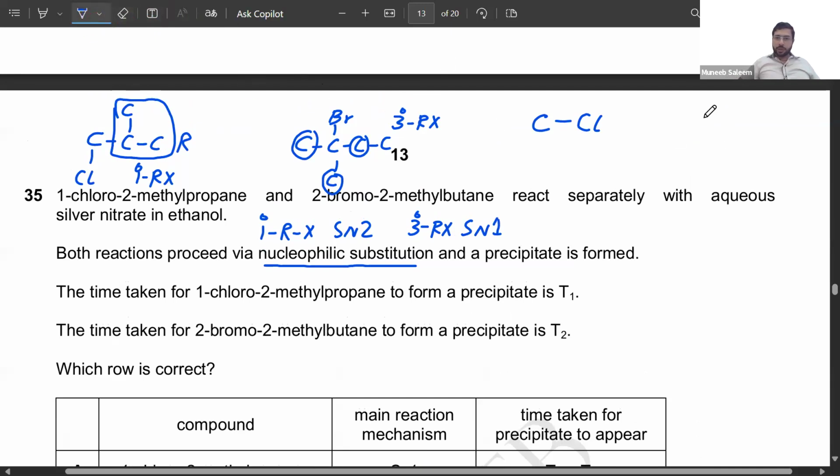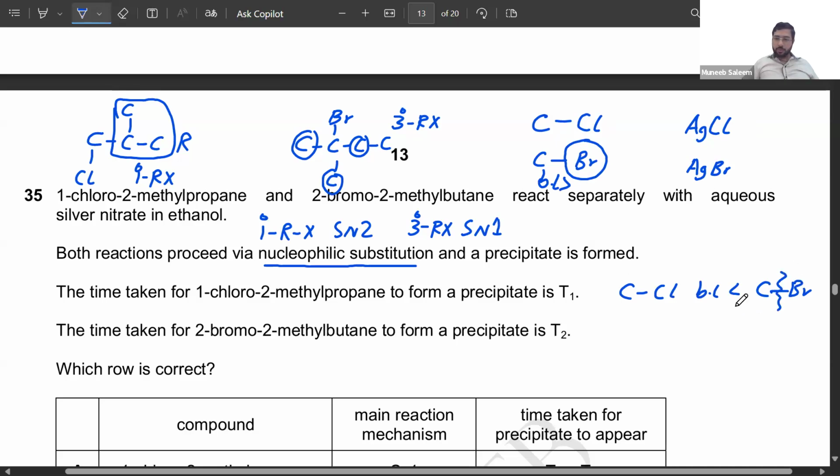The precipitate is that of the silver halide, so AgCl and AgBr. So carbon to bromine, carbon to bromine. Now we know that the bromine atom is larger in size as compared to chlorine. As a result, the bond length in carbon to bromine is greater as compared to the bond length in C-Cl. So the C-Cl bond length is smaller than the C-Br bond, which means that it is easier to break the bond of bromine.